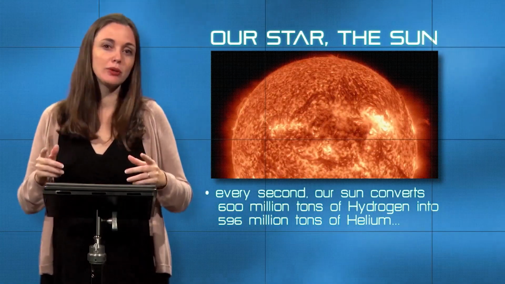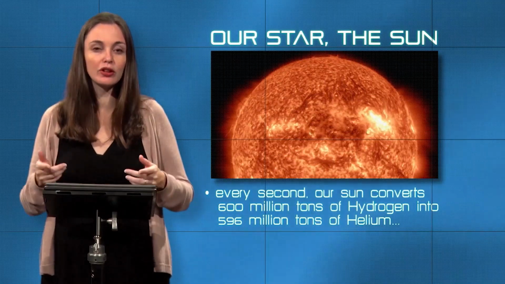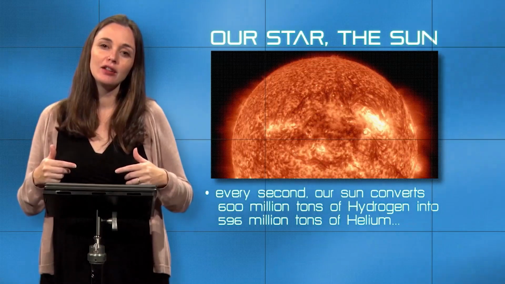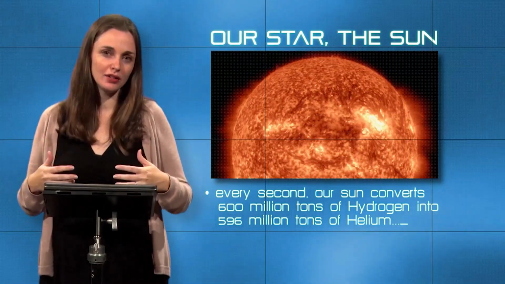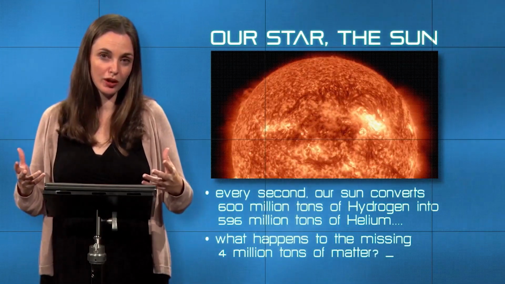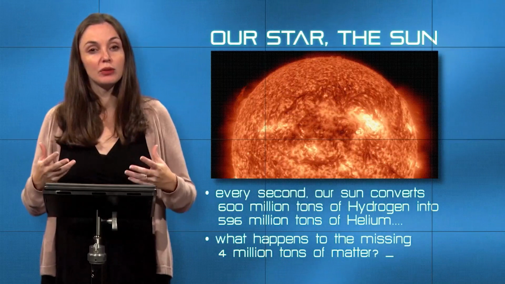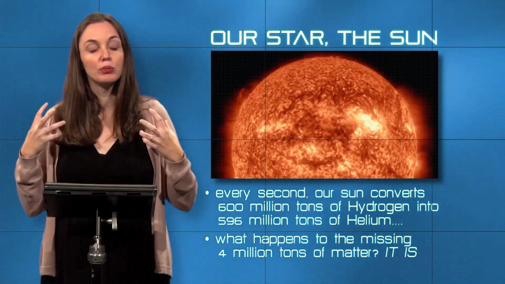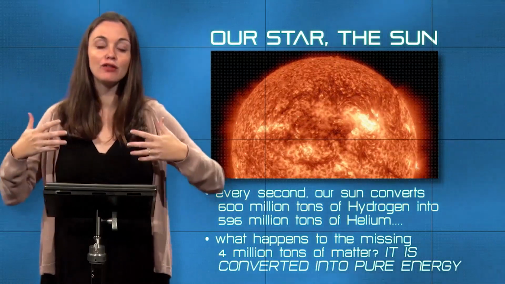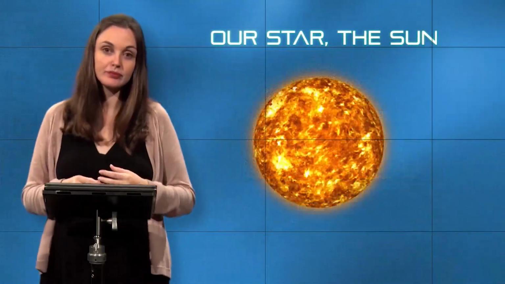But the big question you should be asking yourself right now is, if you start off with 600 million tons of material converted into 596 million tons of something else, then there's a little bit lost in that balance. There's a missing 4 million tons of material left to be accounted for. So those leftover 4 million tons of material are converted into pure energy in the form of light and heat that fuels our planet, makes it possible for life to be present on our planet.